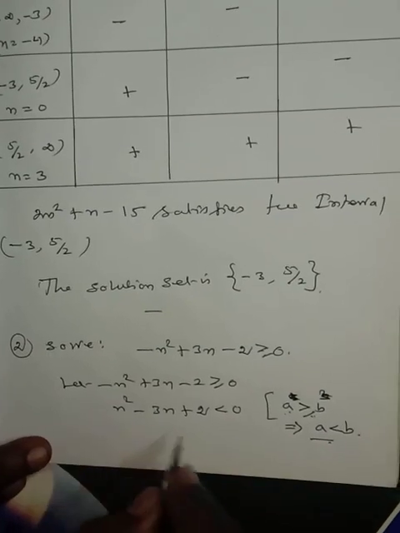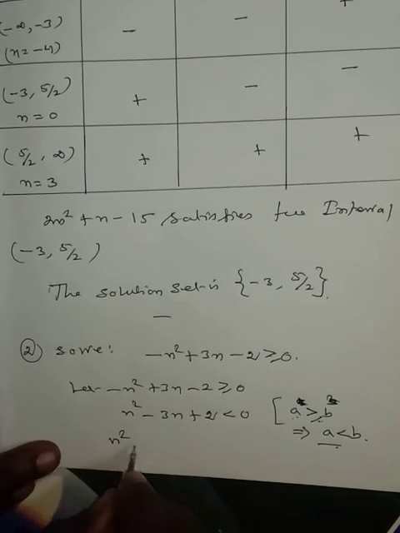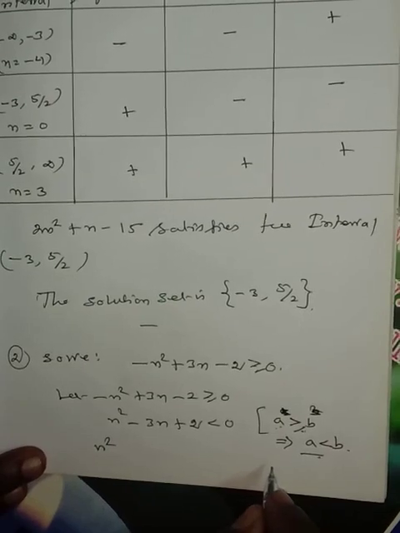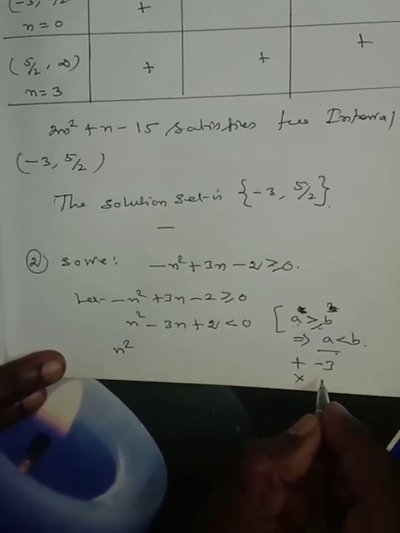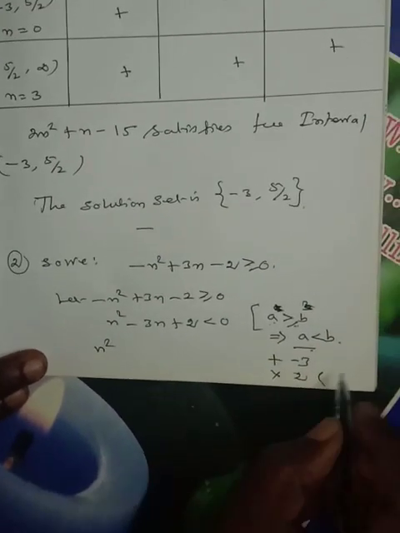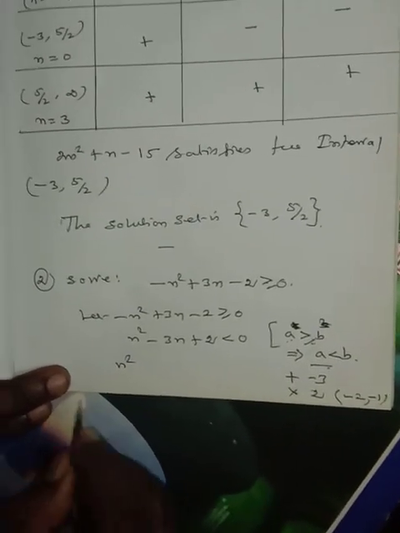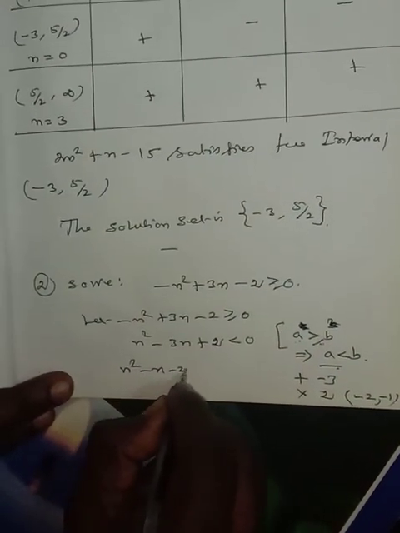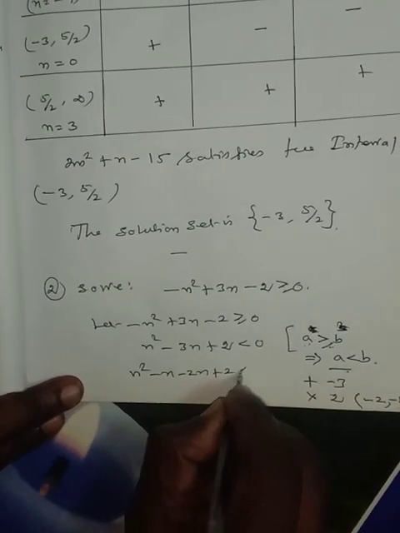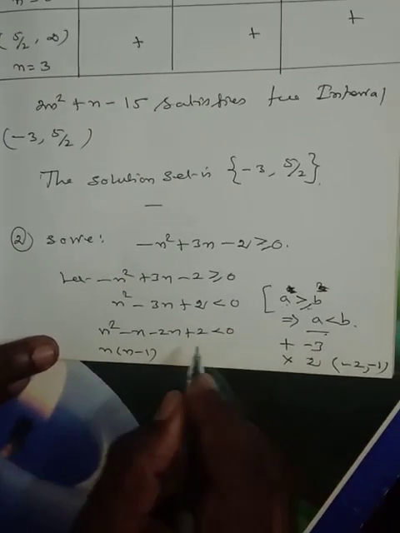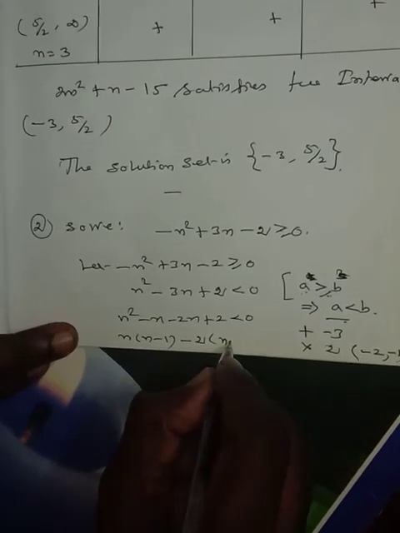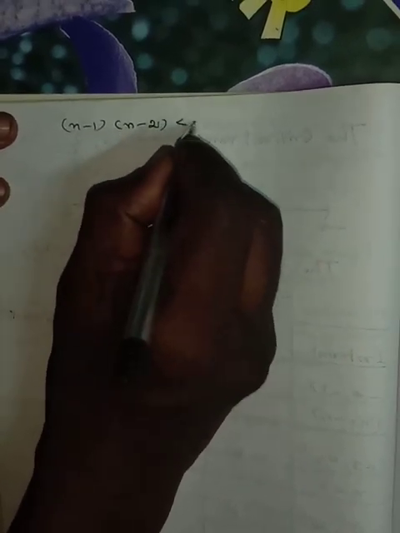So factorizing this x square, minus 3 is the middle term. So take two numbers adding to minus 3 and whose product gives 2. The numbers are minus 2 comma minus 1. So x square minus x minus 2x plus 2 which is less than 0. Then x is common. Take first two terms, x is common, x minus 1, minus 2 is common. Next, x minus 1 into x minus 2, which is less than 0.